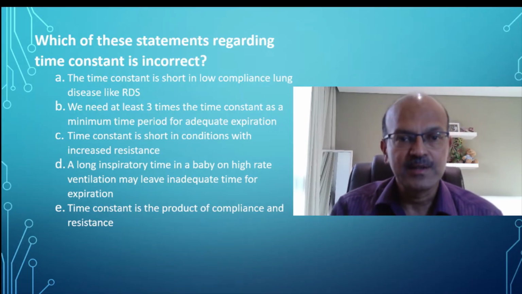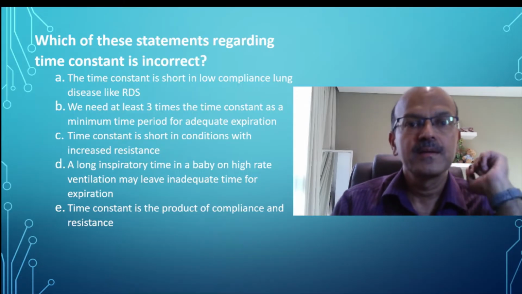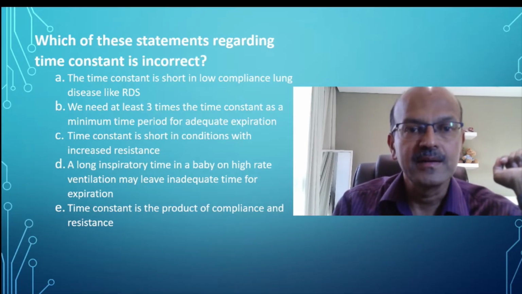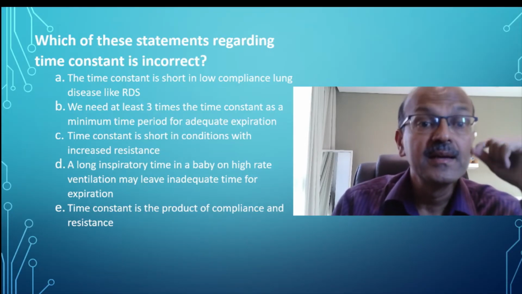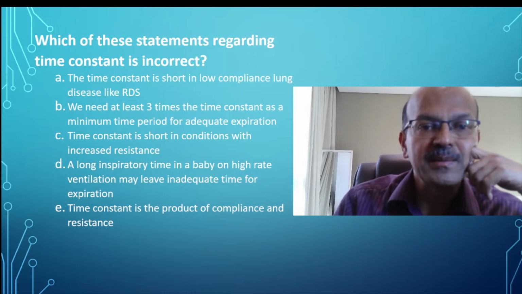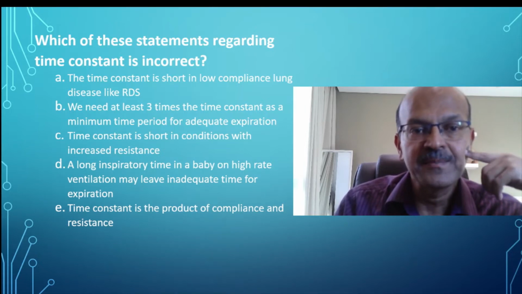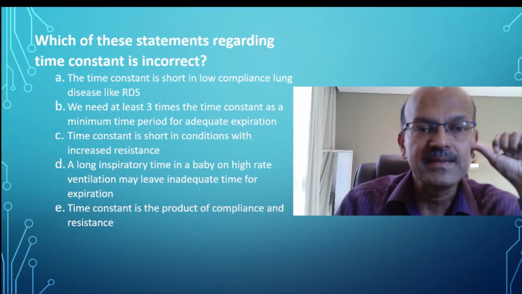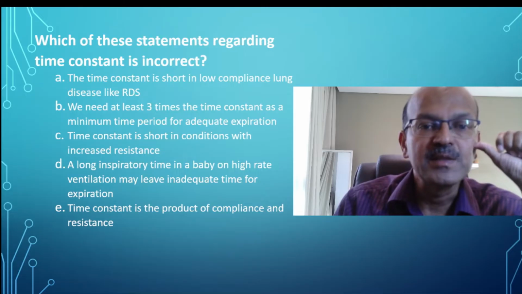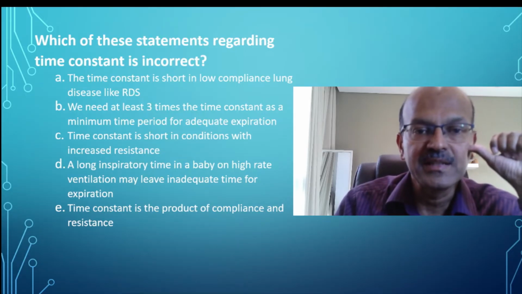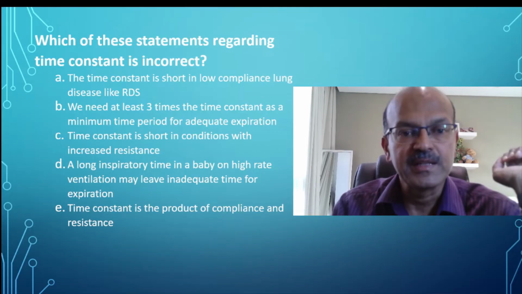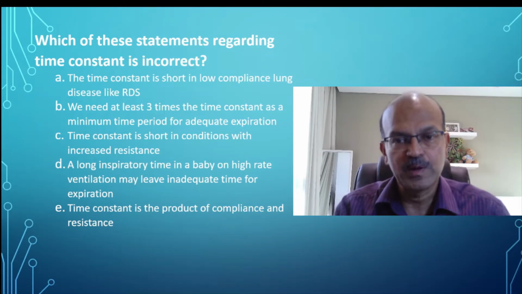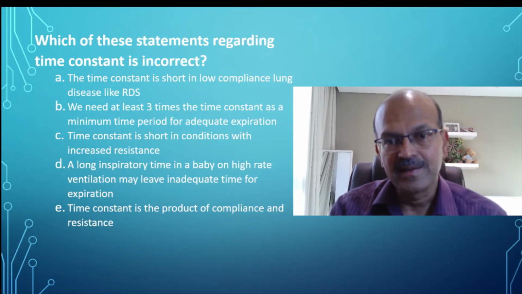Time constant is short in low compliance lung disease like RDS. So we need at least 3 times of the time constant as a minimum time period for adequate expiration. Time constant is short in conditions with increased resistance. A long inspiratory time in a baby on high rate ventilation may leave inadequate time for expiration, and time constant is a product of compliance and resistance. So pause this slide for a brief second and we can discuss after that.